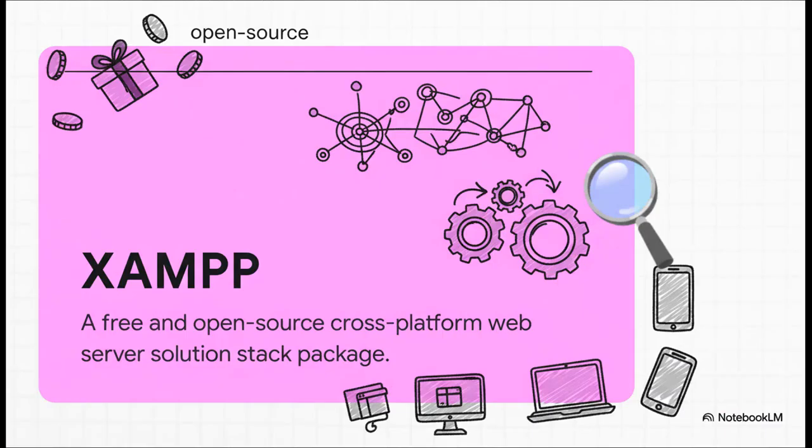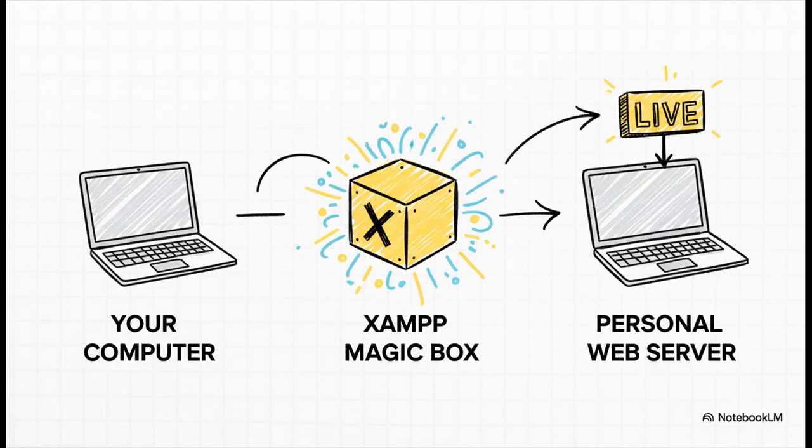Okay, I know. That's the official definition, and it sounds kind of dense. So let's translate. Free and open source mean it won't cost you a dime, and cross-platform just means it works whether you're on Windows, a Mac, or a Linux machine. Simple as that. And this is what it really means for you. XAMPP is like a magic box that turns your own computer into a full-blown development server. It's your own private workshop for building and testing websites, right on your desktop.